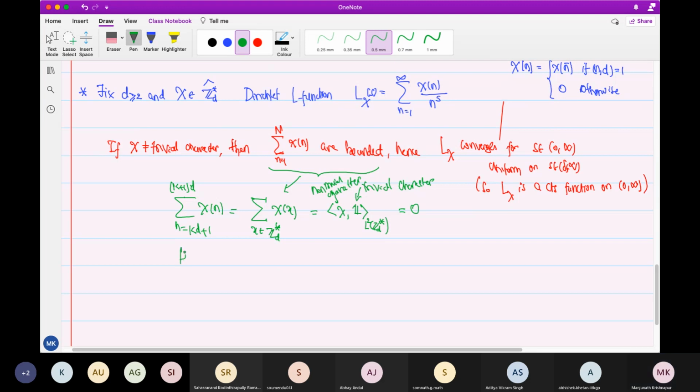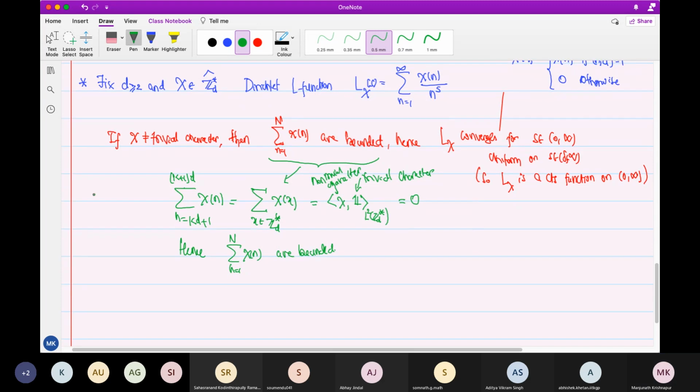So the partial sums are bounded. Okay, so they are bounded. So for any non-trivial character, the convergence of the L function is on 0 to infinity, not on 1 to infinity. Okay. What about the trivial character?